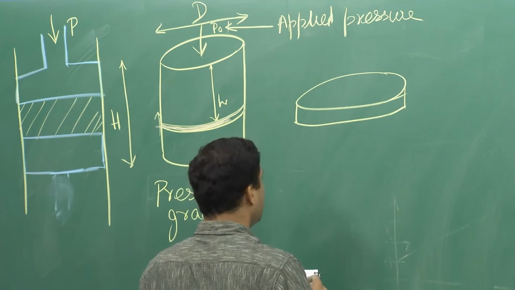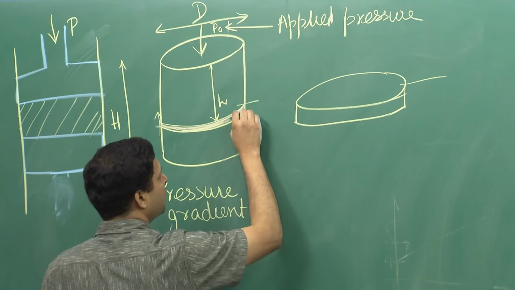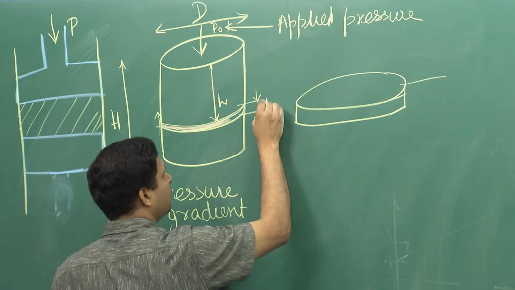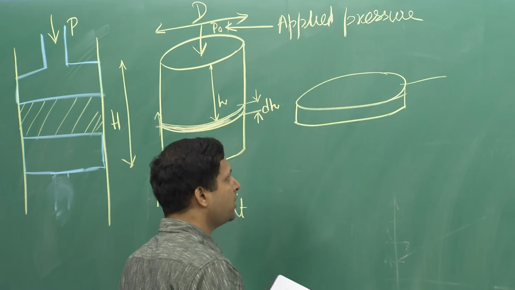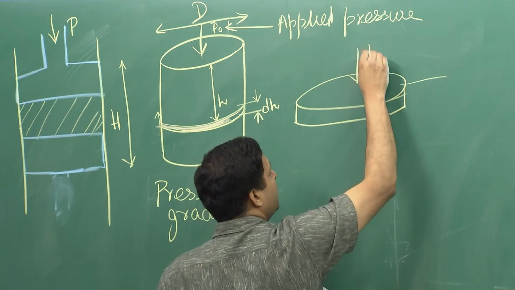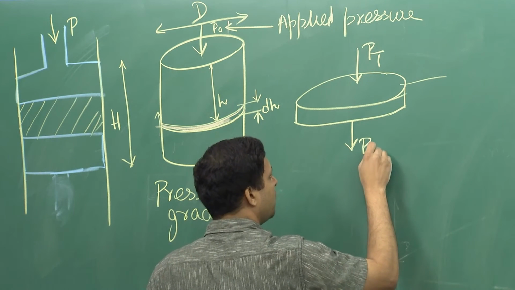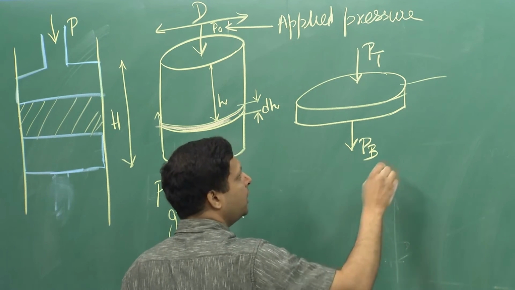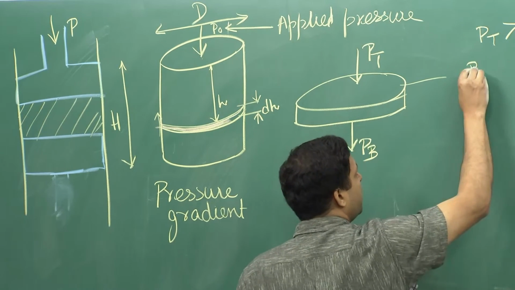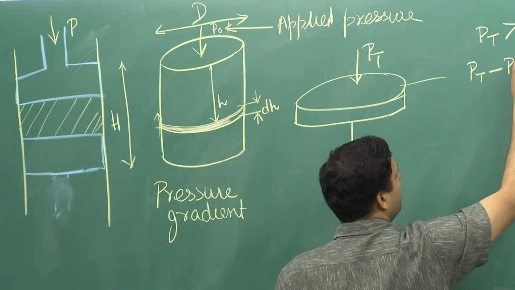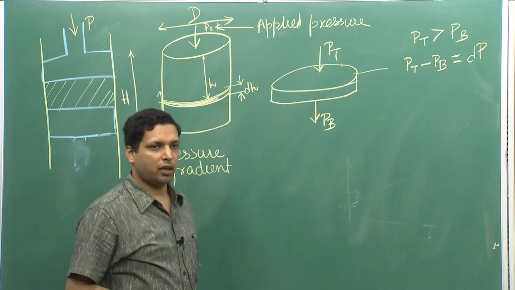This is the thin section that we were looking at. It has diameter d and thickness dh. The diameter remains d, the thickness is dh. If the pressure that is being applied on the top is Pt and on the bottom it is Pb, then Pt will be greater than Pb, and Pt minus Pb is equal to dP, or the change in the pressure, delta P.